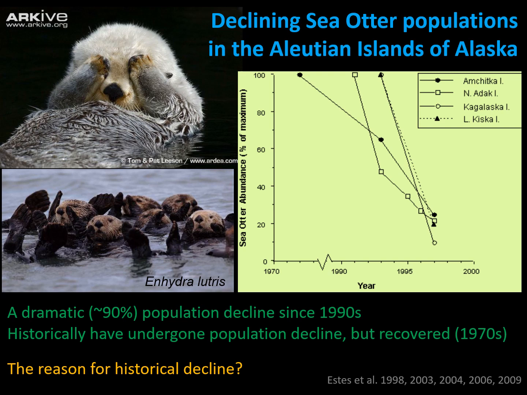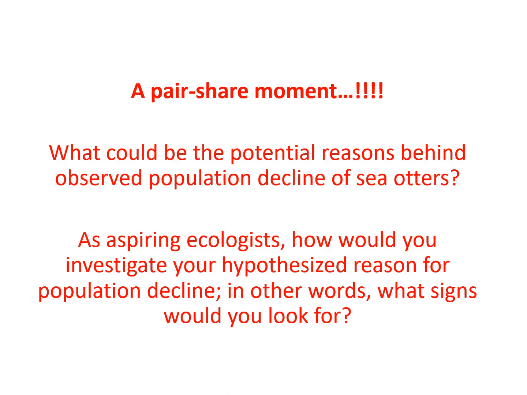Now, the question for you is, what could be the reasons for the current decline, and of course the historical decline. Like I just mentioned, the historical declines were a result of hunting for flesh as well as for the pelt. Now this is a good time to do a pair share moment. Unfortunately we are not in class, so I want you to do that within yourself. What could be the potential reasons behind the observed population declines of sea otters post-1990s?